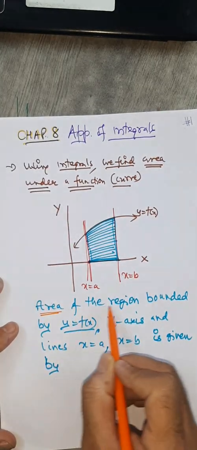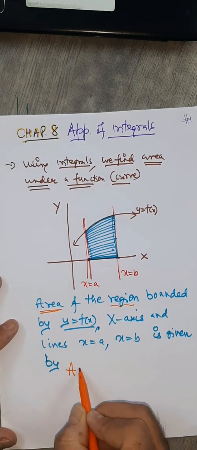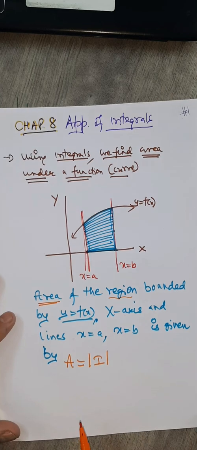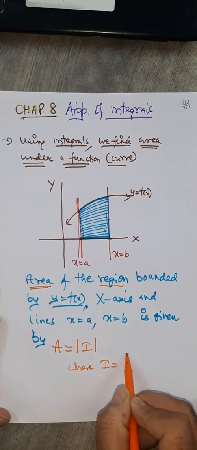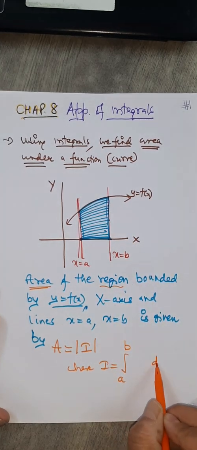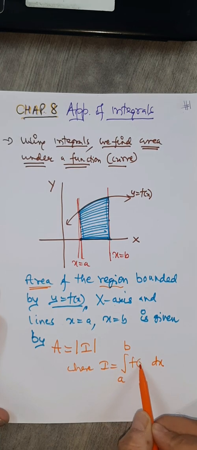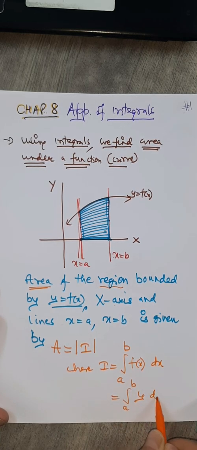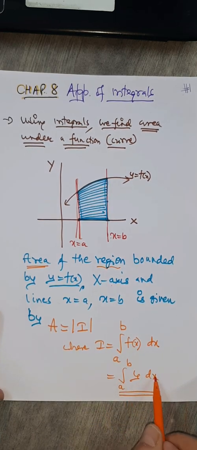So the area of the region bounded by this and this is given by A equals modulus of I, because I may be negative here, remember, where I is given by the integral from a to b. With the x-axis, we write dx. If it is about the y-axis, we will write dy. And the function f(x) means y, so sometimes you can write y dx, remember, y dx, like this. Here an expression of x, y dx.